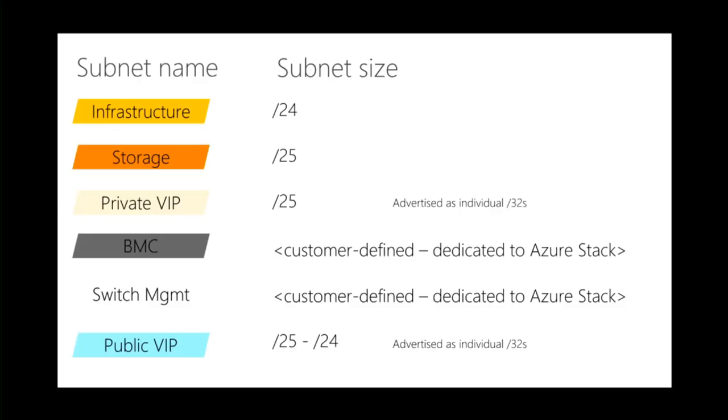The infrastructure network, storage, and the private IP space are combined, so we ask for 2 /24s. The BMC and switch management subnets are separated, and those are sized based on what you think your capacities are going to be. And then there's a public VIP range. This is the set of IPs that Azure Stack uses to present itself externally on the network. Everything above the public VIP is address space contained within the solution, and is intended to stay within the solution for the most part. It's only the public VIPs that are intended to route northbound of the solution.